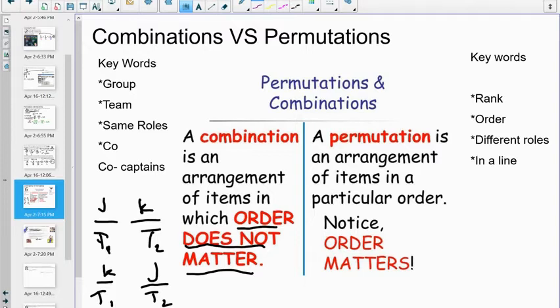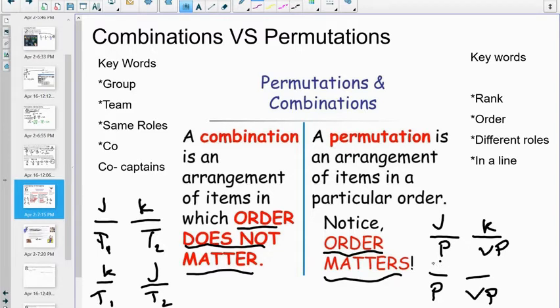But over in the permutation example, if we were to be picking someone to be president and vice president, if they have different roles, let's say Jimmy was elected president and Kate was elected VP, that is very different. That's a different outcome. Order does matter, because if Kate was president and Jimmy was VP, that's a different outcome.